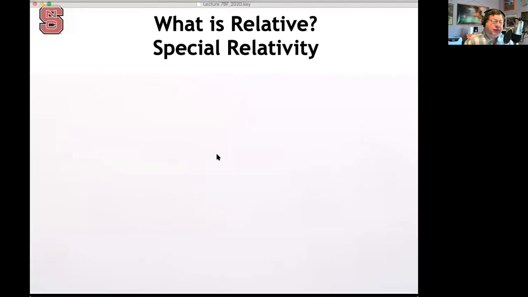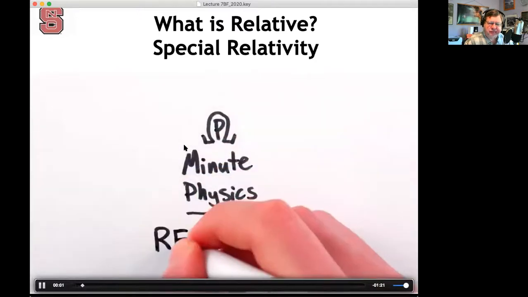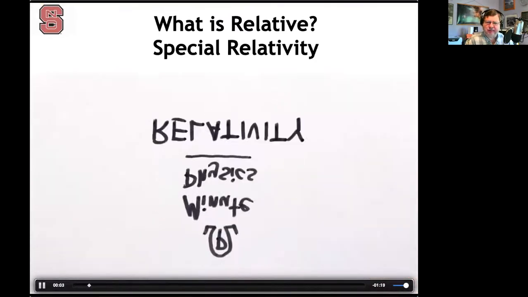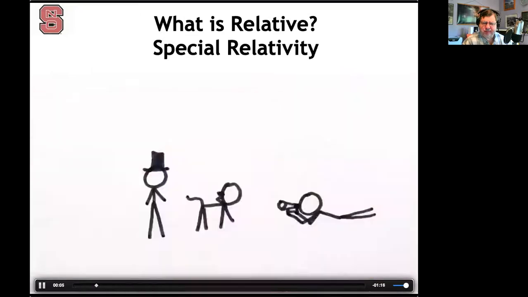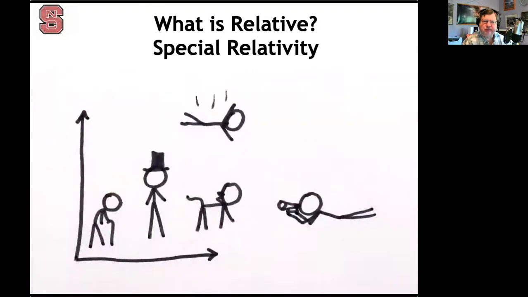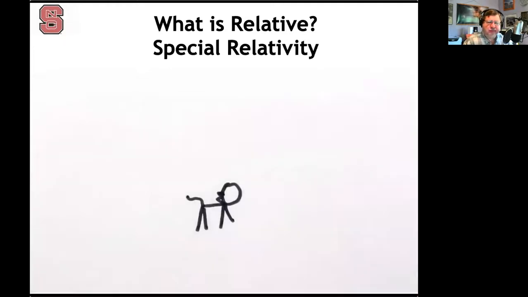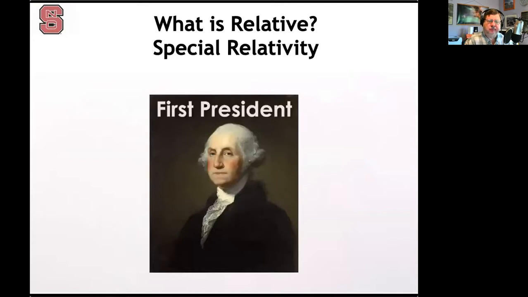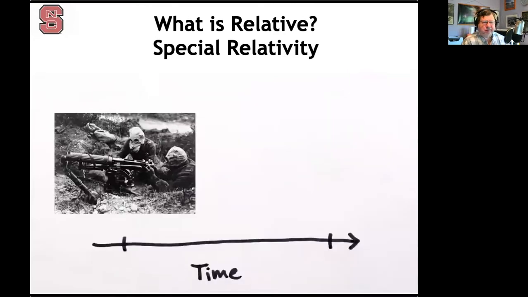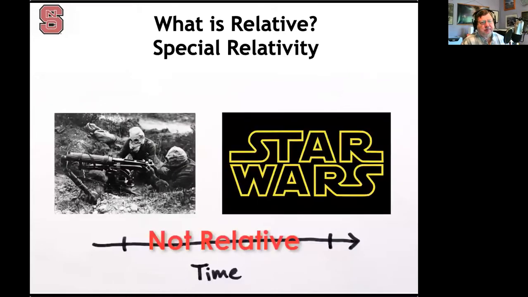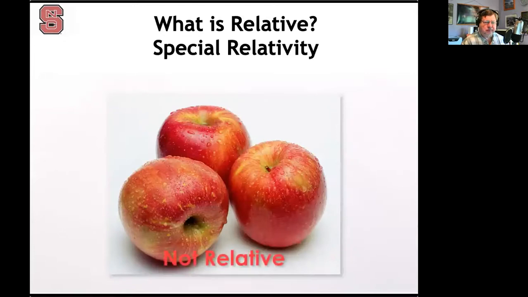So what is relative? Why is it called special relativity? Relativity, the idea that everything is relative, right? Relative to your perspective, your upbringing, your age, your place, and orientation in space and time. Except that plenty of things, in fact, perhaps most things, aren't relative. For example, George Washington was the first president of the United States. World War I happened before the movie Star Wars was made, this picture shows 3 apples, and so on.